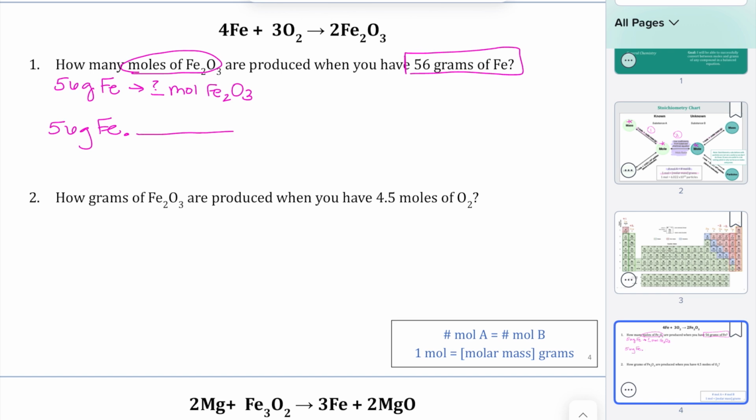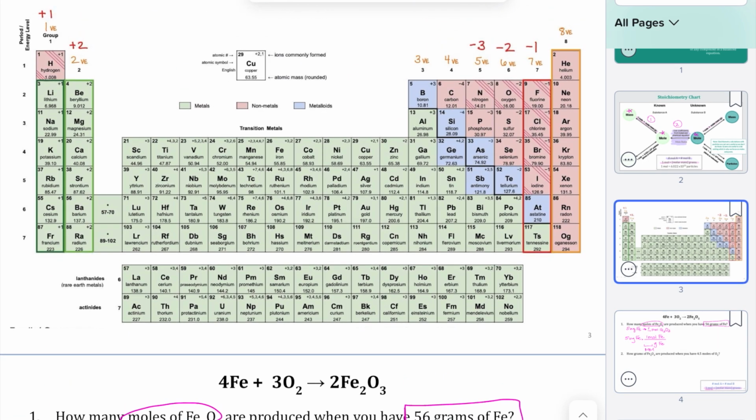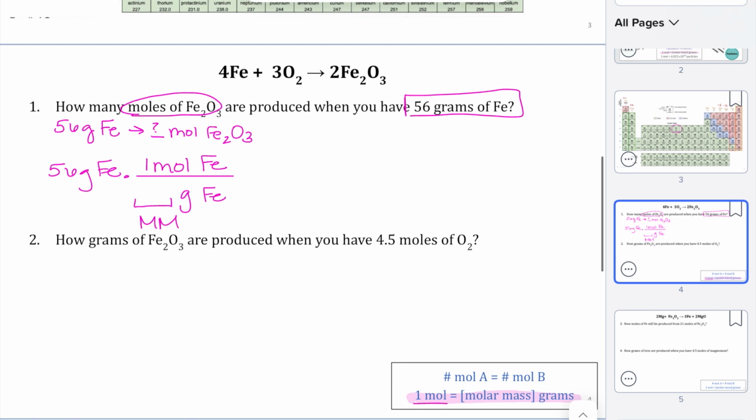And to get to moles, we can go back and look at our chart, or I know the mole-molar mass relationship, which is here, and I'm going to set that up with my grams of iron in the bottom of my conversion factor, and that 1 mole in the top. And we know that 1 mole of iron is going to equal the molar mass. So we can go to our periodic table and find iron. Iron is right here, 55.85. We generally will just round, so 56 would be that nearest whole, and that's our first step.